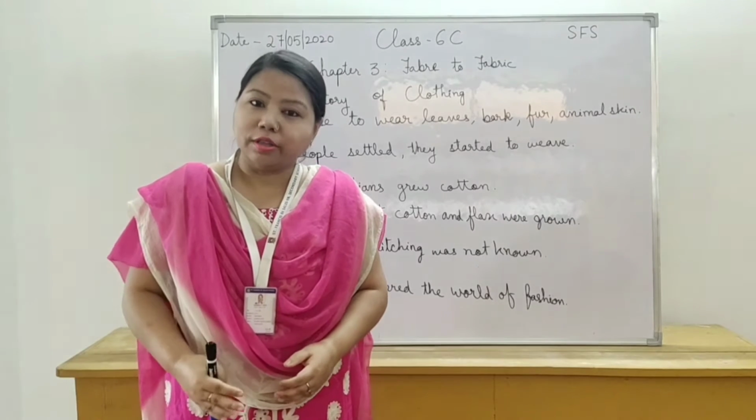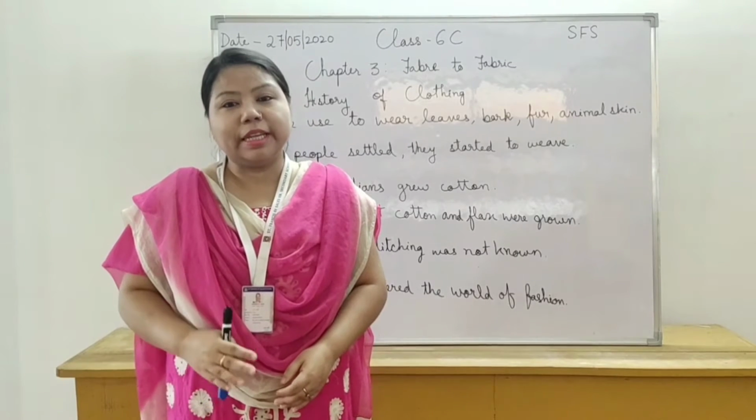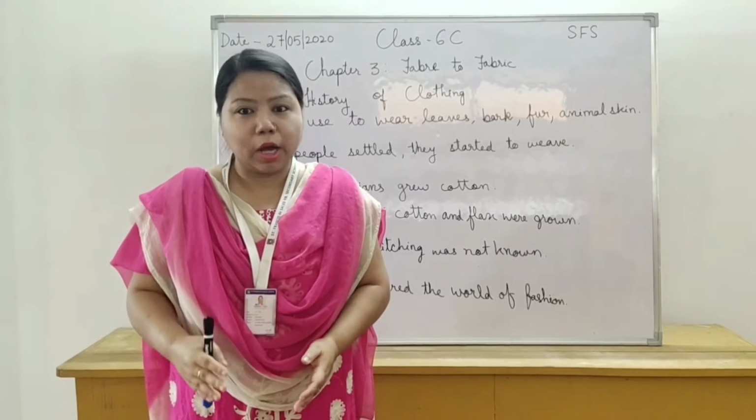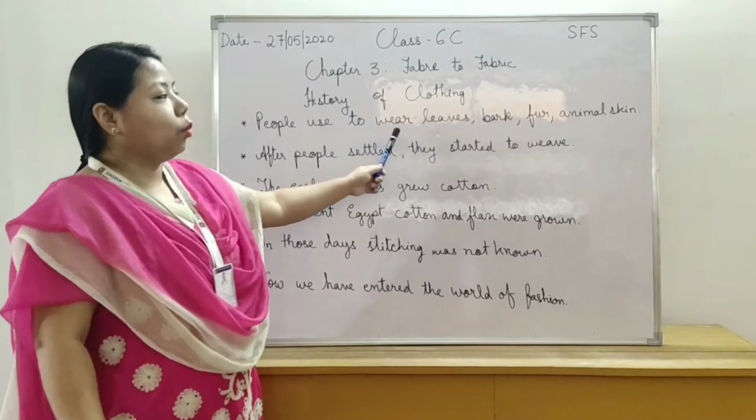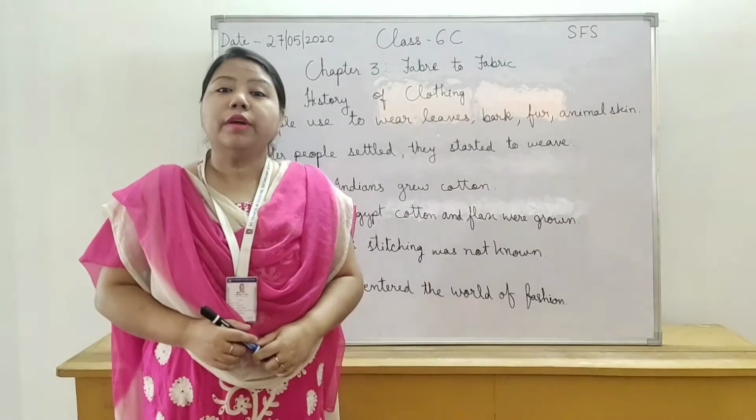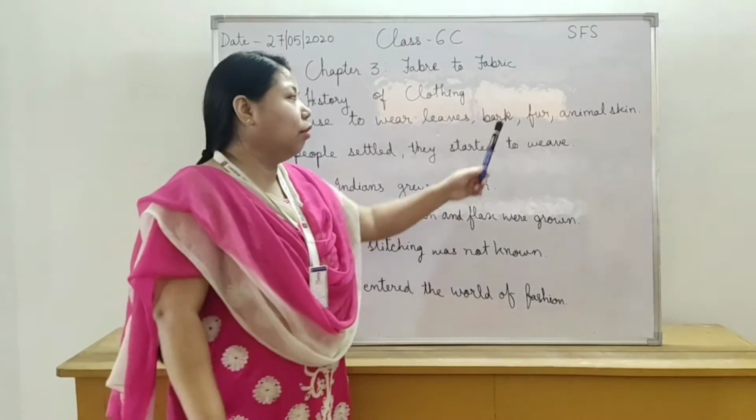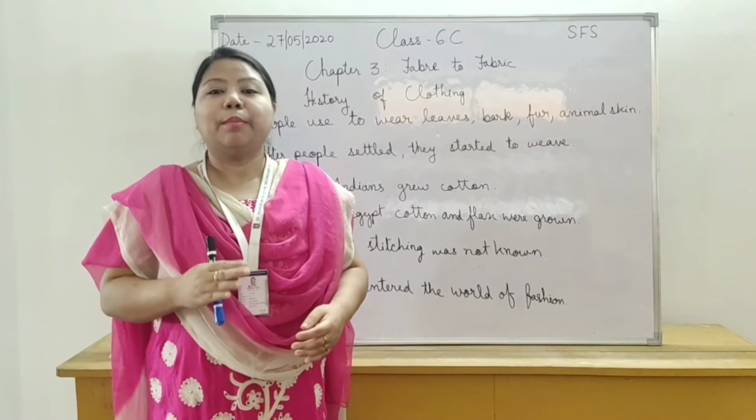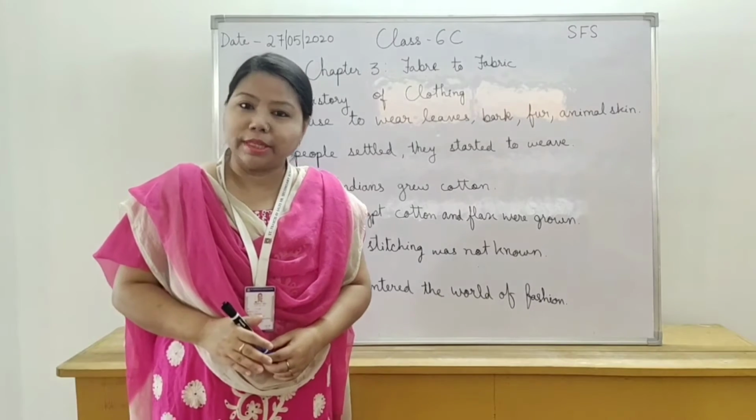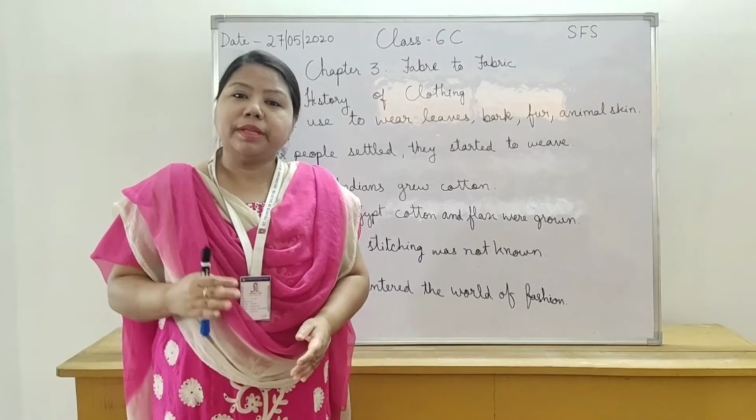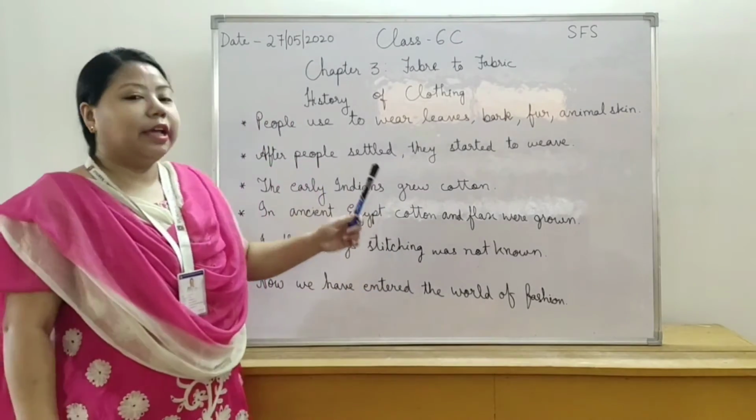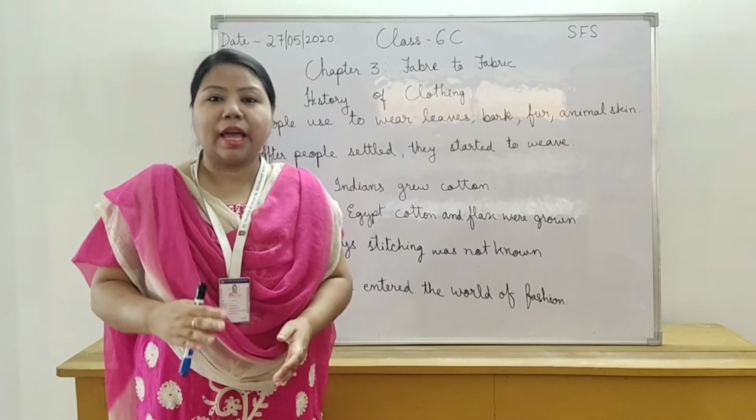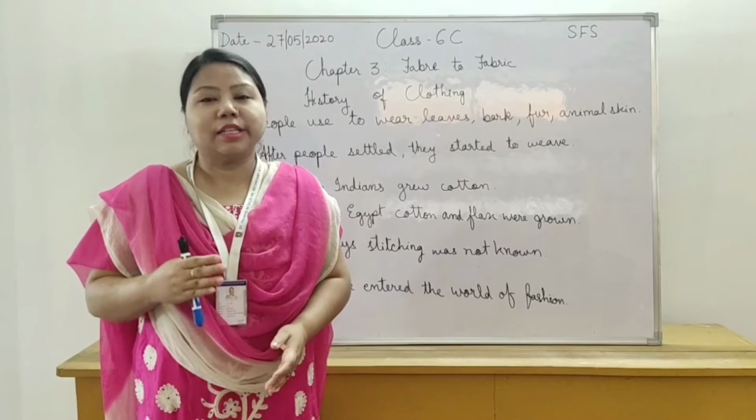Children, have you ever wondered what materials people used in the ancient times for clothes? Archaeological and historical accounts suggest that people used to wear leaves and barks of trees. They also used the fur and the skin of animals to cover themselves and protect themselves from the harsh climatic conditions.